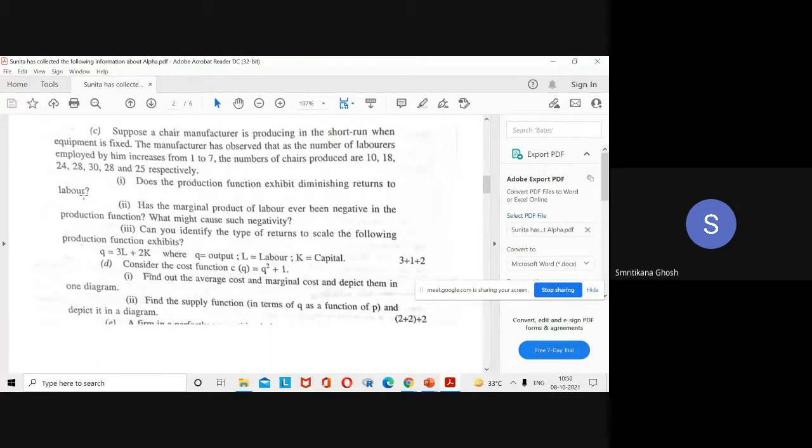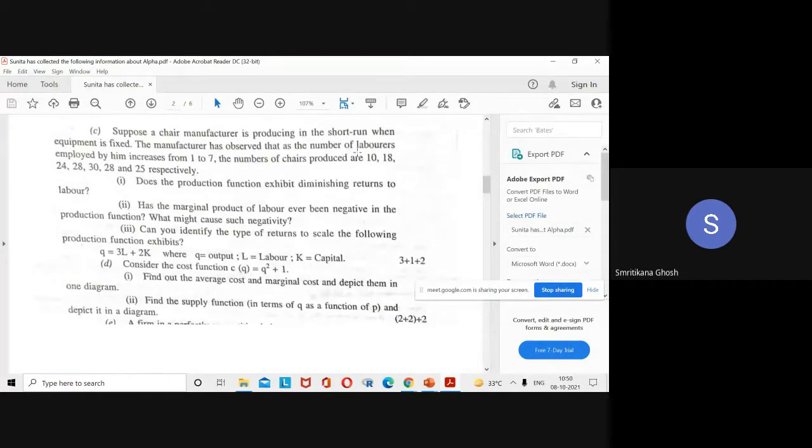You just make a table in your copy. Look at the question, make a table in your copy. On one side it will be the amount of labor 1 2 3 4 5 6 7, and on another side the total product 10 18 24 28 30 28 25. So marginal product is falling, look, 30 to 28, then 25. So then find out the marginal product.